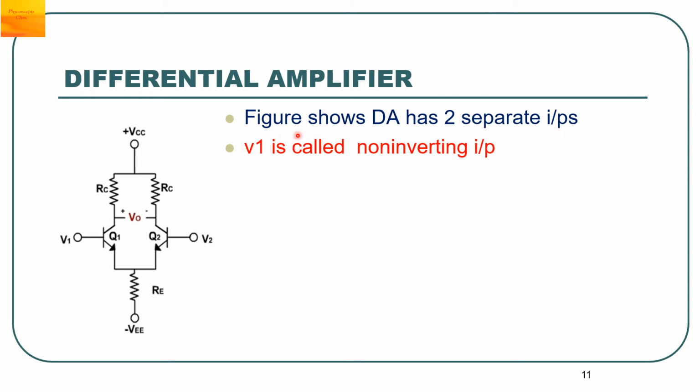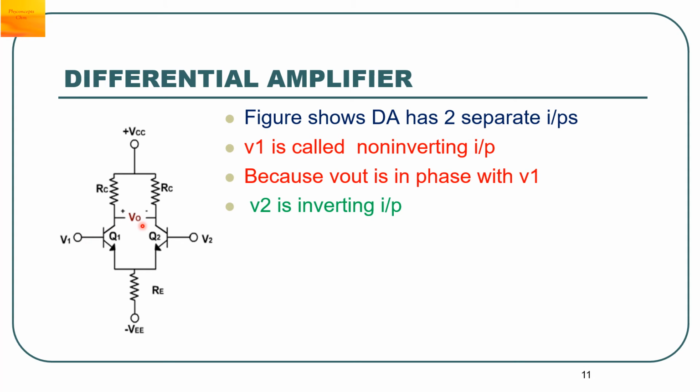Now this figure shows that the differential amplifier has two separate inputs. V1 is called as a non-inverting input, because the Vout that we get corresponding to this input will be in phase with V1. V2 is the inverting input because Vout is 180 degrees out of phase with V2.